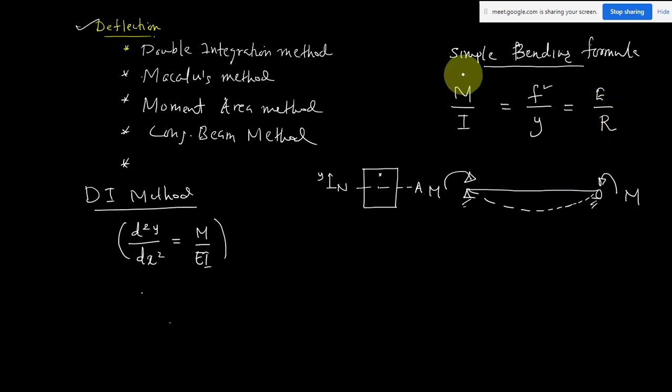So this equation is the simple bending formula, or we also call it the pure bending formula. Pure bending means we are finding out the bending stress. In this case we are neglecting the effect of shear force.